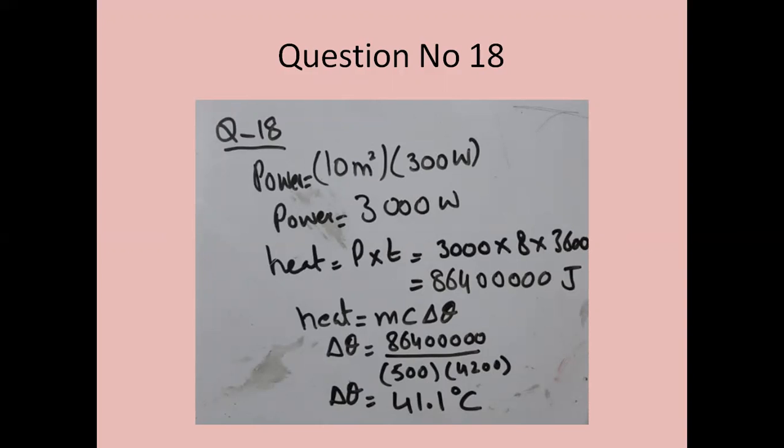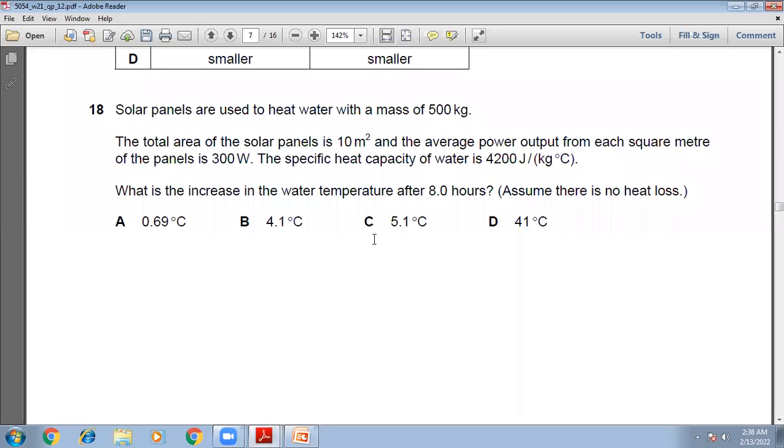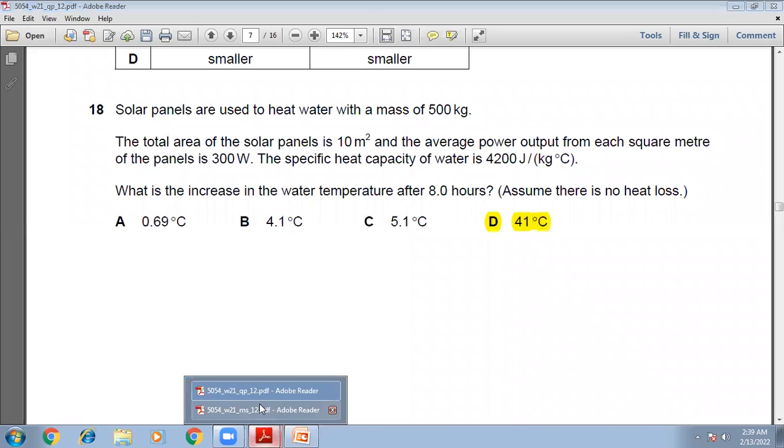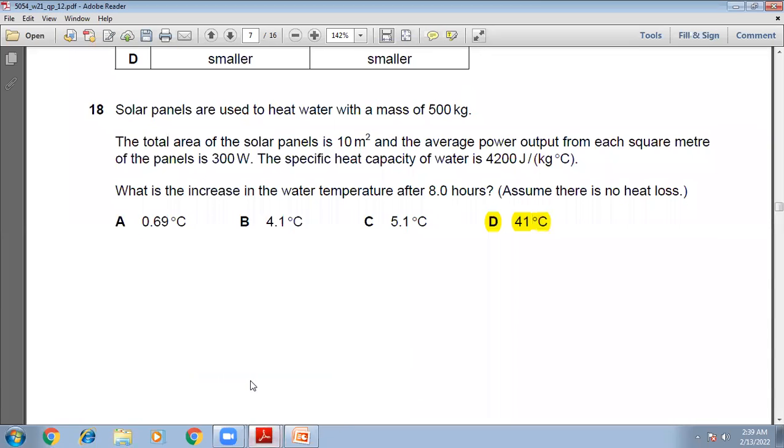So 8640000 divided by 500 divided by 4200 equals, and the change in the temperature will be 41.1 degree. So let's check. Do we have that option? 41.1. Yeah, D is the right choice. So question number 18, D looks the right option, sir. Question number 18, D is the right option.